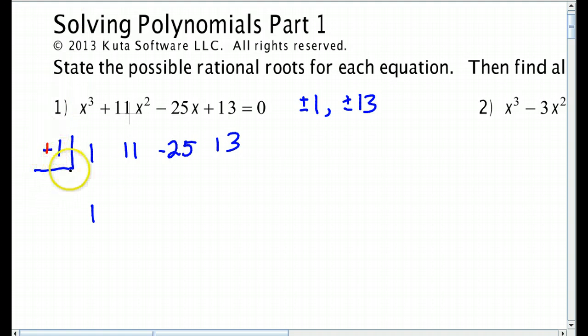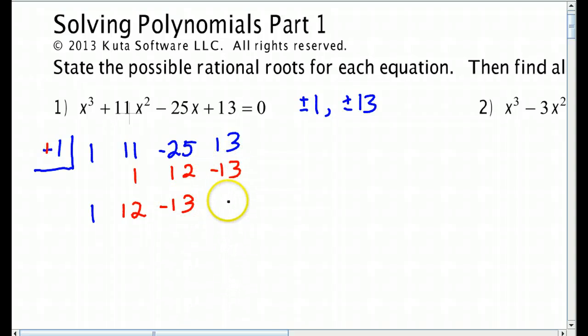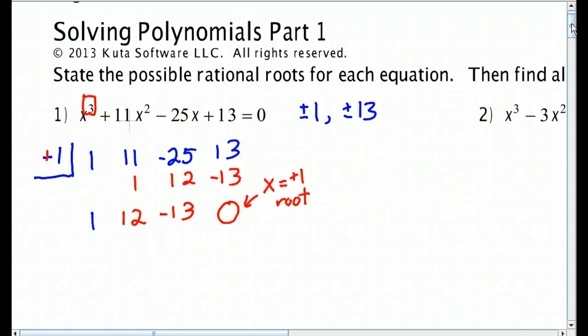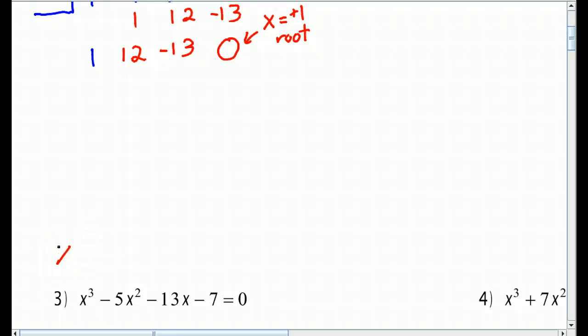Let's try positive 1. 1 times 1 is 1. We get 12. 1 times 12 is 12. We get -13. 1 times -13 is -13. And we get 0. So that means because this is 0, x equals positive 1 is a root. How many roots are there total? 3. So we're on our way. So far I know this. I need 2 more though.